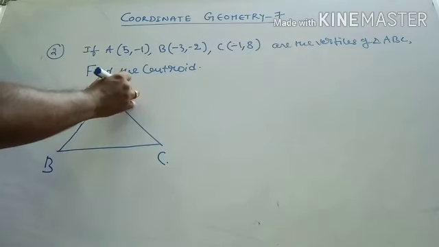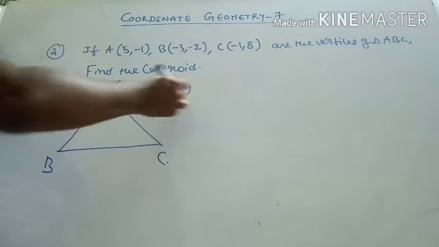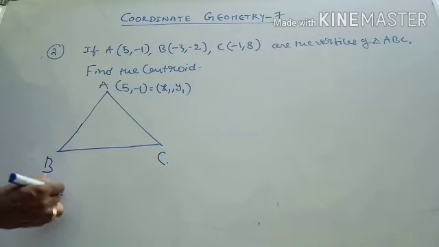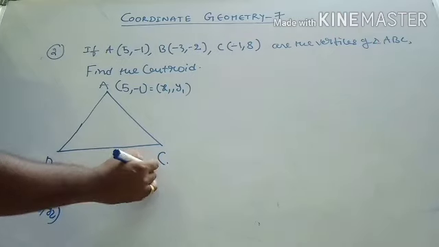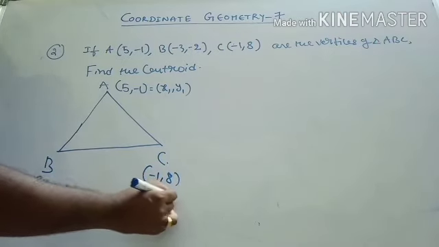Let us see here. This is 5 comma minus 1 we will take, and this is nothing but x1, y1. And B, they have given as minus 3 comma minus 2. Let us take this as x2 comma y2. C is minus 1 comma 8. Let us take this as x3 comma y3.